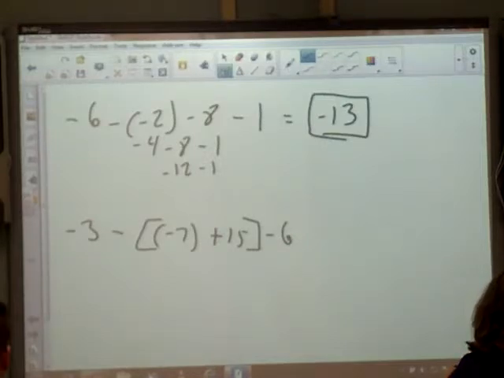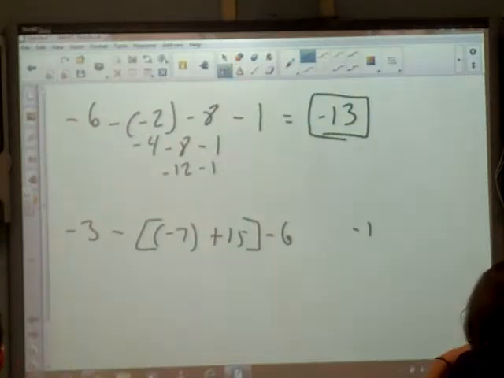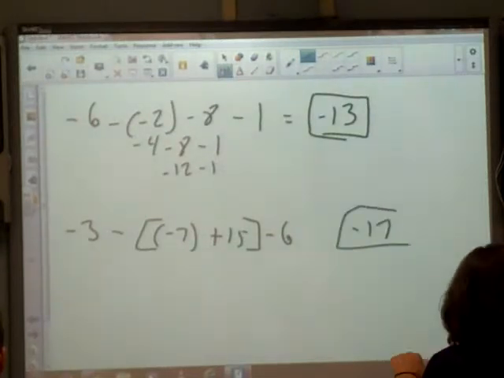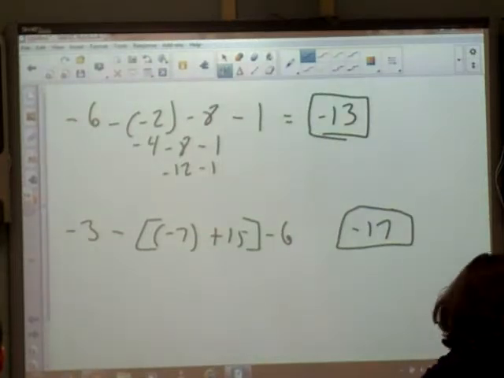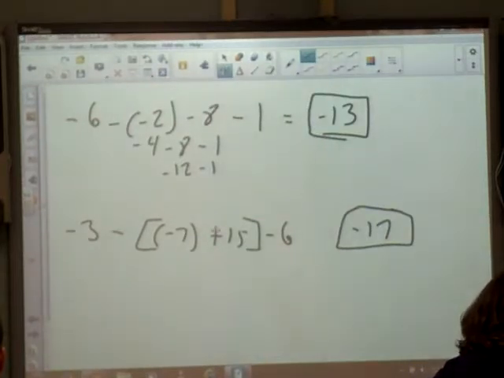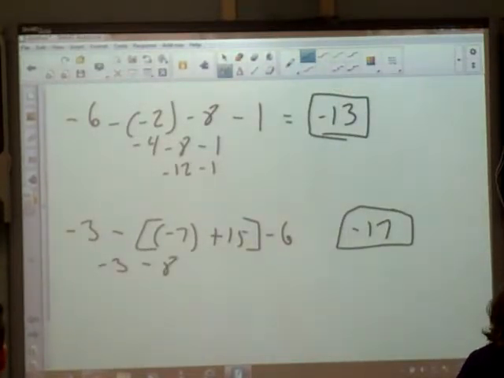Alright, number 2. Kirsten, what'd you get? Negative 17. Y'all agree or disagree? Agree. Let's check and see. Had the bracket we had to work in first. So that negative 7 plus 15, that's 8. So we're looking at negative 3, and then we got a minus with an 8 and a minus 6 there. So negative 3 minus 8 is negative 11. Good job. Minus 6 is negative 17. You got it. Good job.